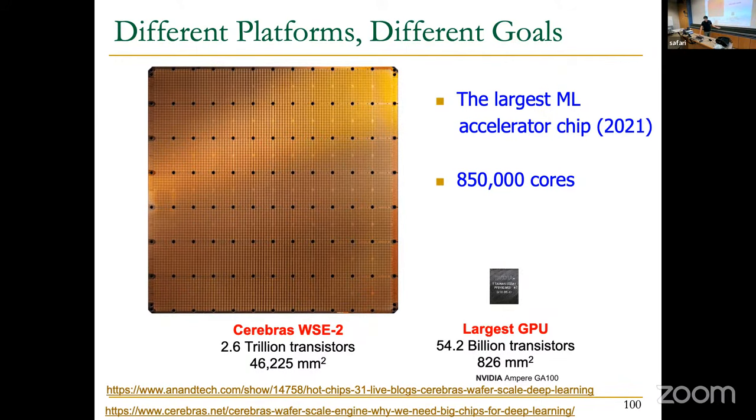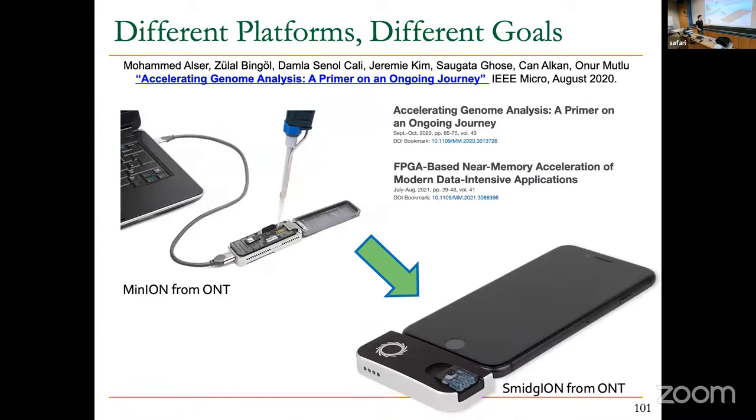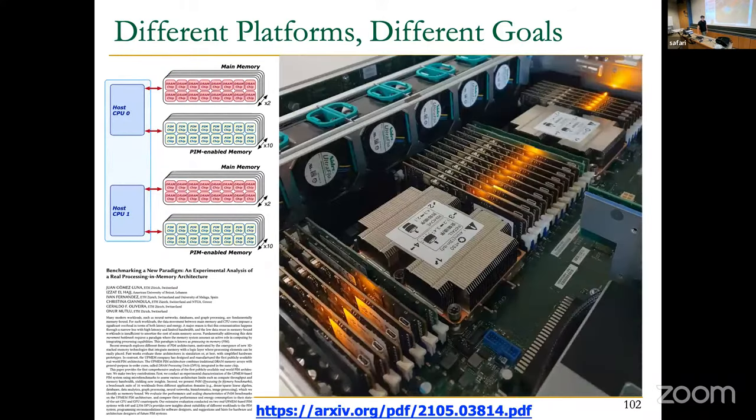And this is a very large system, but you might need to use much smaller systems. This is just an example of a device for genome analysis that can be connected to a cell phone, as you see. Completely different purpose, so completely different device as well. Or this platform here, which is an example of a memory-centric computing system.